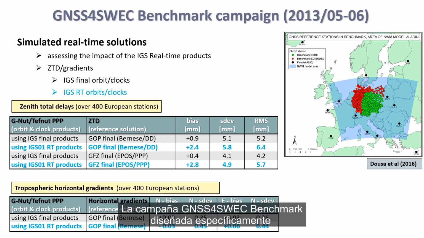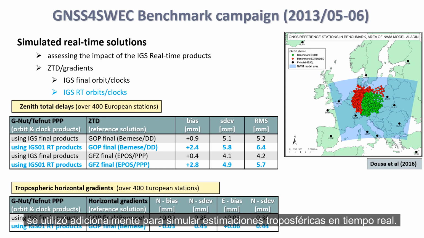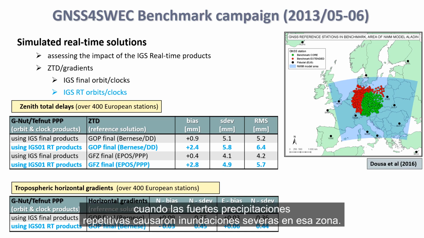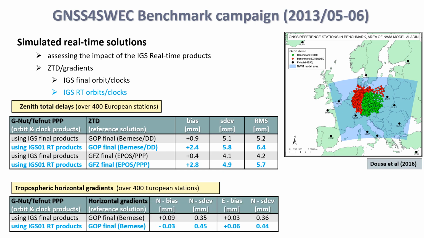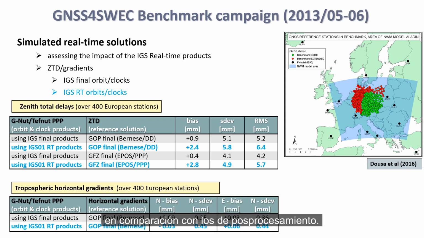The GNSS for SWEC benchmark campaign, designed specifically for severe weather monitoring, was additionally used for simulating real-time tropospheric estimates. The campaign was organized in Central Europe during May-June 2013, when repetitive heavy precipitation caused several floods in the area. Simulation helped assessing the impact of real-time strategy and products compared to the post-processing ones.